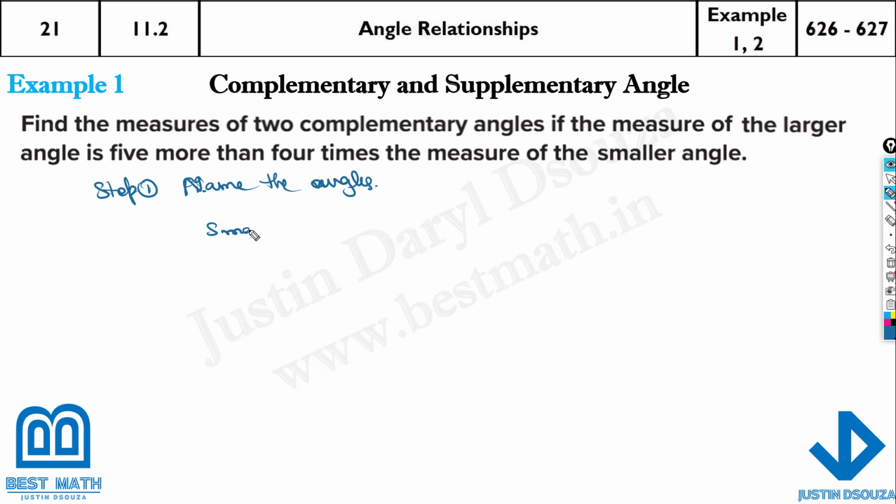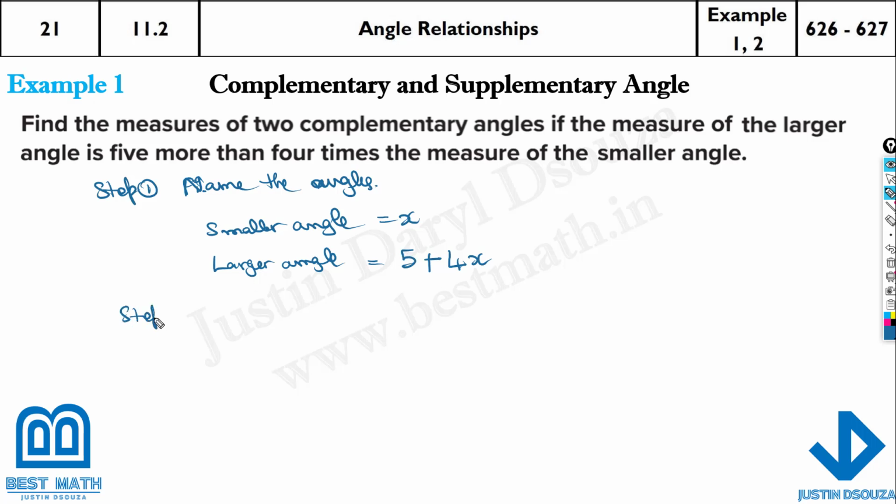Smaller angle equals x. What about the larger angle? Larger angle here will be equal to 5 more than, so 5 plus 4 times the measure of the smaller angle, which is x. So this is it.